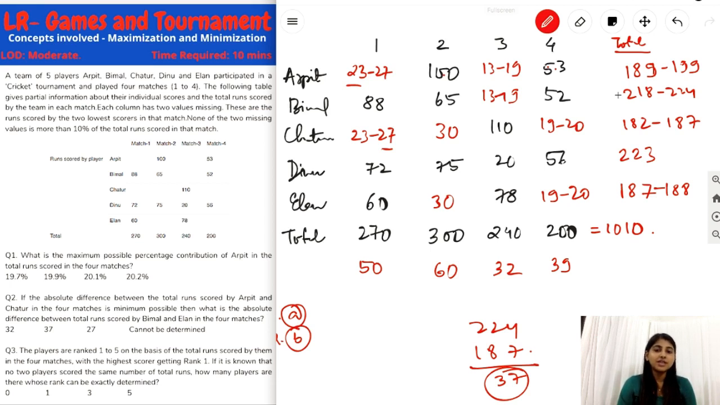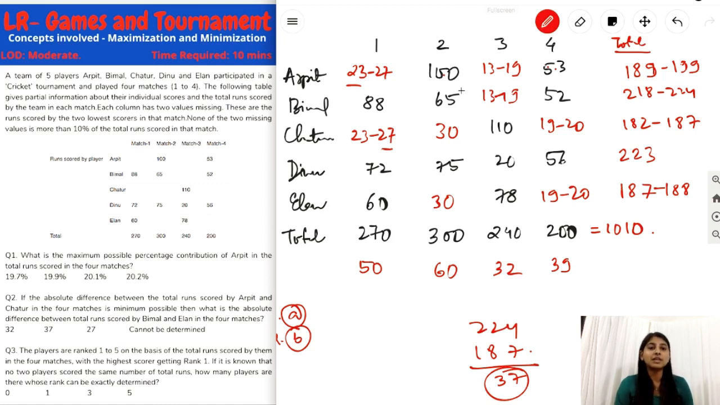But for Chetan, if you see, Chetan is the least. Okay, if Chetan have 182 or 187, Chetan will be the least, because if Chetan have 187, Ilan cannot have 187, Ilan will have to have 188, because no two of them can have the same score. So based on that, we can say for sure that Chetan is definitely going to have rank 5. Similarly, can we tell about anybody else too?